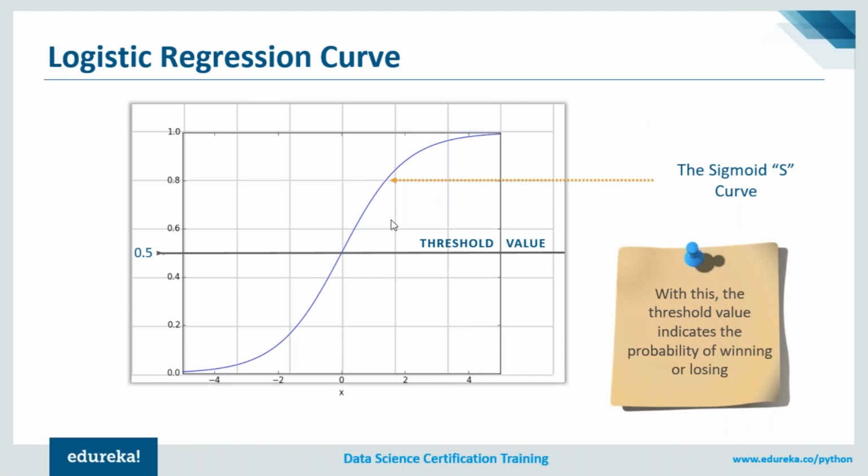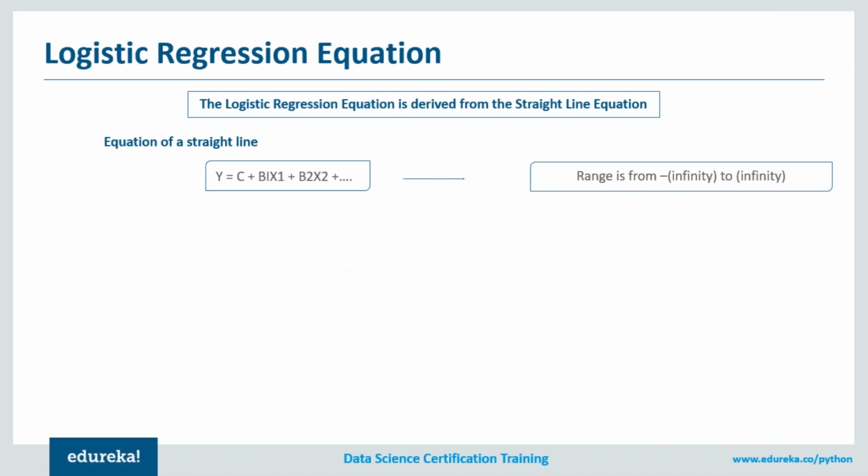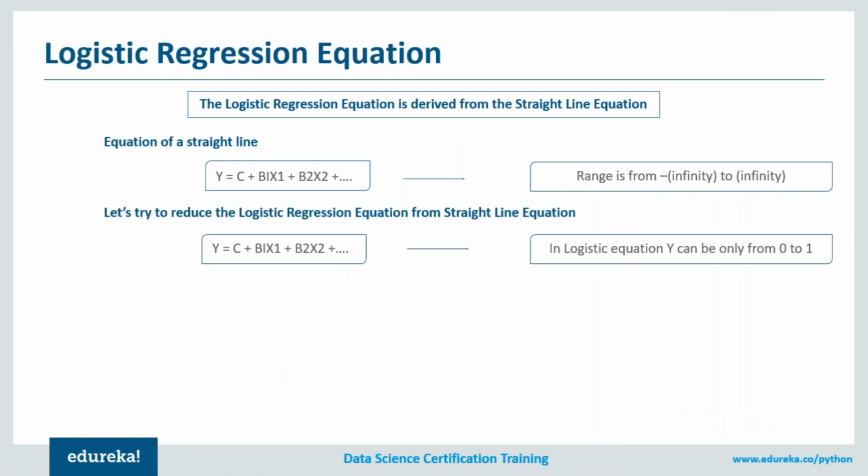Okay, so coming to our logistic regression. With this, the threshold value indicates the probability of winning or losing. But how do we do this mathematically? We have an equation which we derive. We know the equation of a straight line is y = mx. Let's try to reduce the linearity quotient, because the straight line's range is from minus infinity to plus infinity, while in logistic regression we need it to be between 0 and 1.